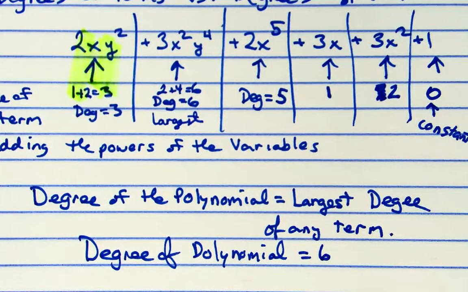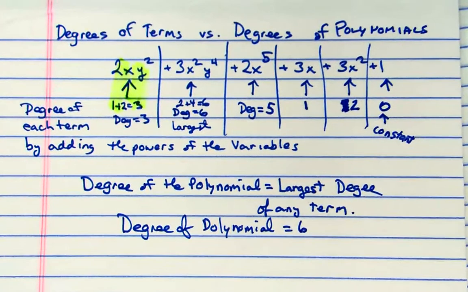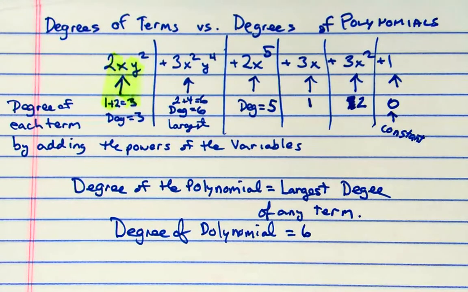So keep in mind, let me zoom out a little bit. Just keep in mind, you can find the degrees for each term by just setting up and counting up the number of variables that are in each term, or by adding the powers. The degree of the polynomial is going to be the degree of the largest term, the total number of variables that has the most. This is going to dominate what this looks like.